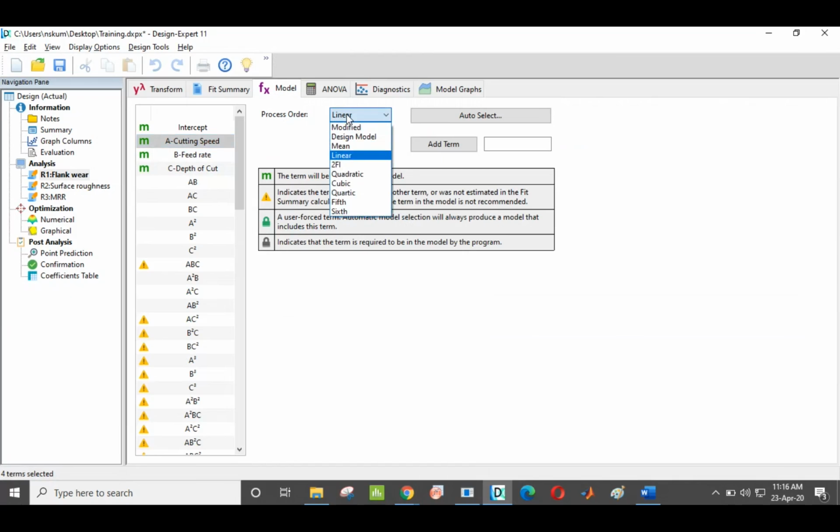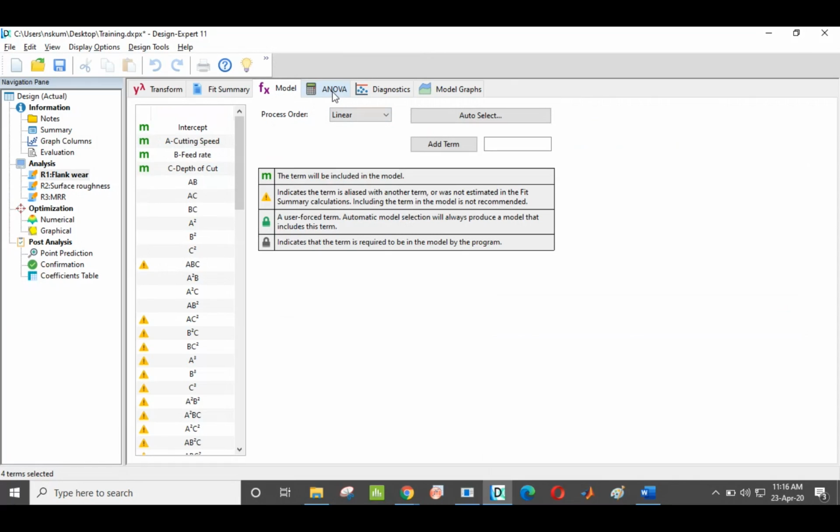I can also change the process order here to linear or 2FI. If I want to go with a higher order polynomial, I can change it here, so the interaction effect I am going to study. If I go with quadratic, then I am going with the square terms also. Don't go with ABC because it is aliased. Aliased means there is instability. If the system is presenting you that there is any instability, kindly omit that. So I will initially go with linear, which is nothing but the main effects only.